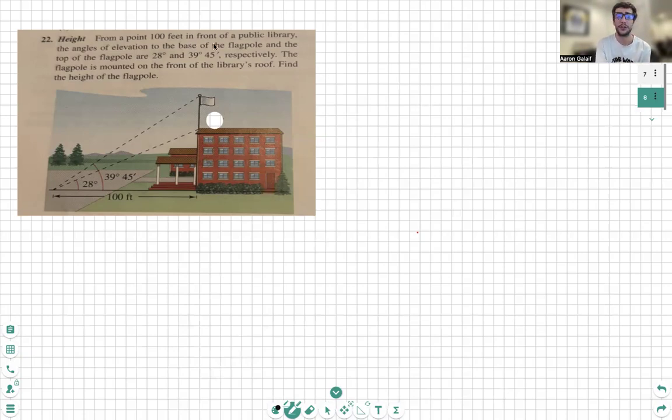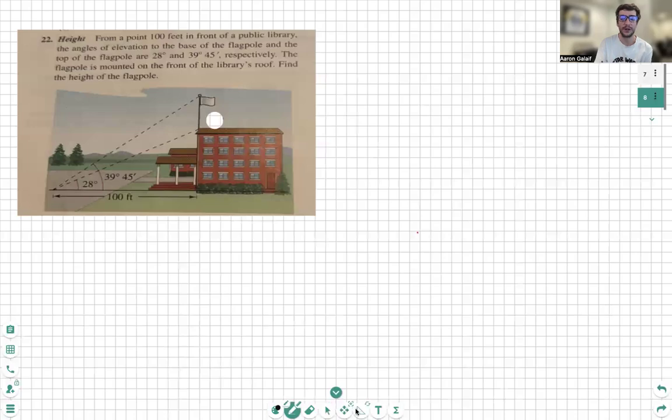From a point 100 feet in front of a public library, the angles of elevation to the base of the flagpole and to the top of the flagpole are 28 degrees and 39 degrees and 45 minutes. The flagpole is mounted at the top in front of the library's roof. Find the height of the flagpole.